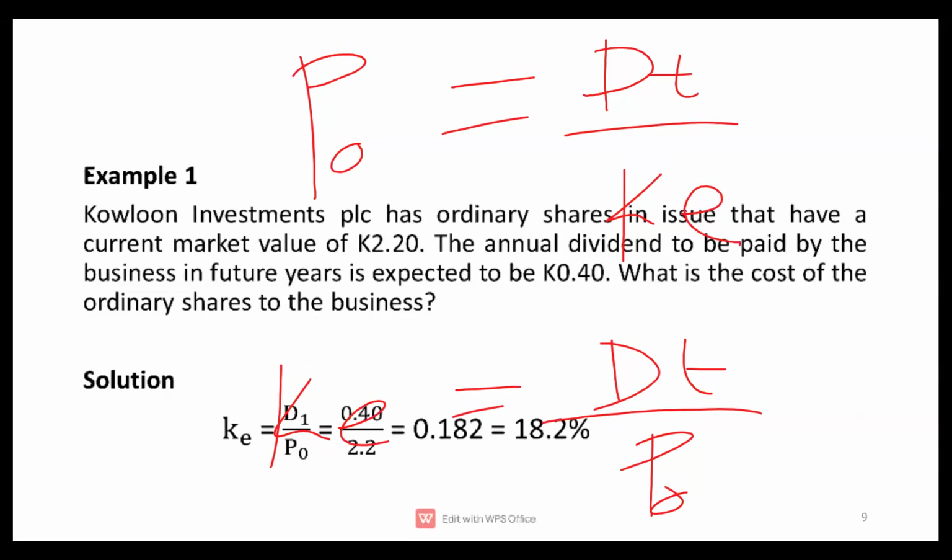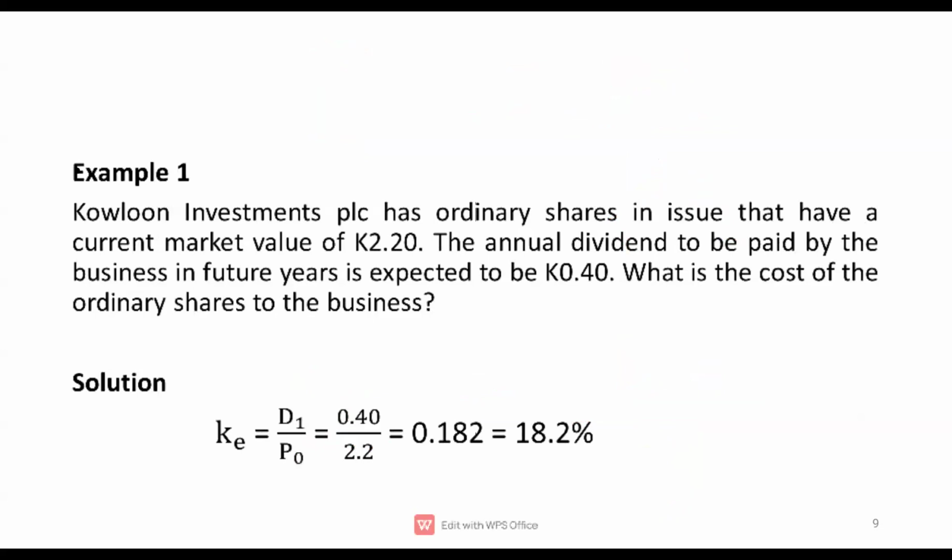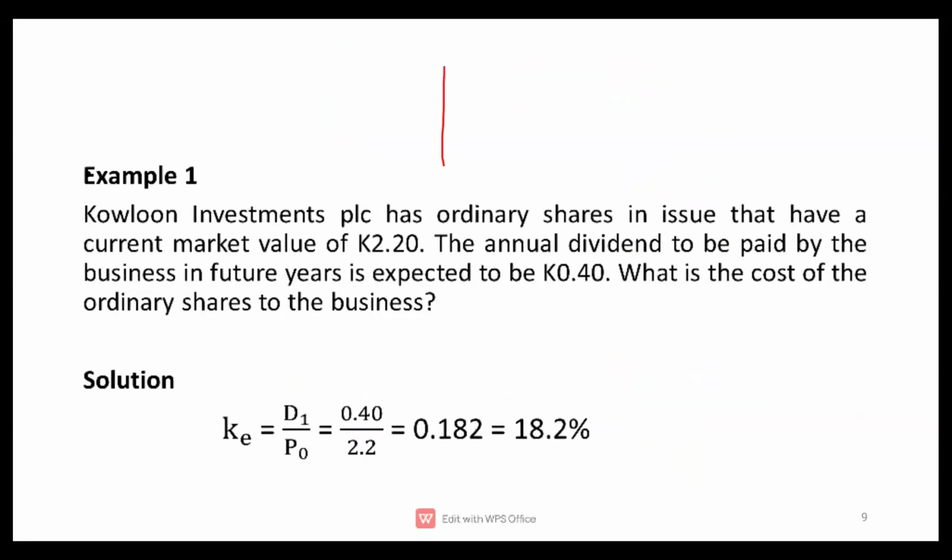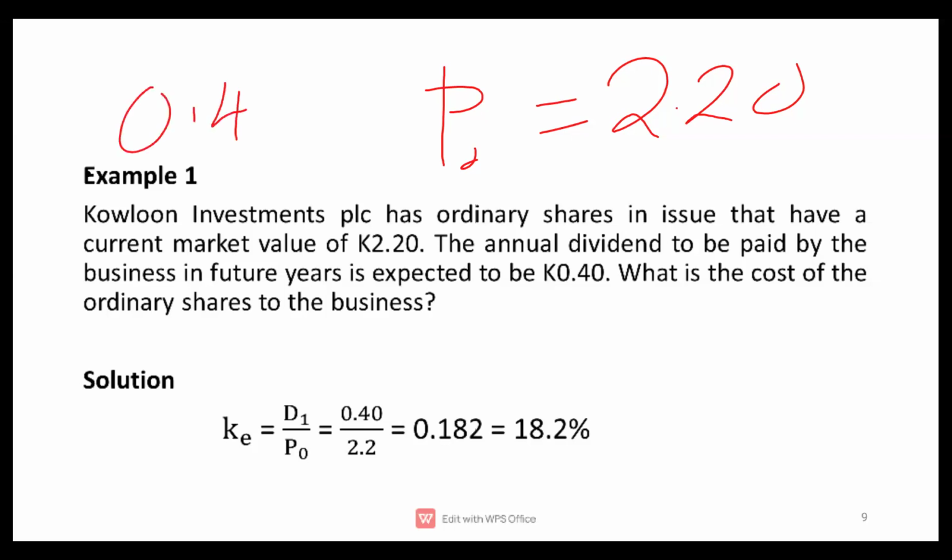Having made mention of all this, it's important to use an example because an example helps us. For an example, I read the example in your hearing: Investments Public Limited Company has ordinary shares in issue that have a current market value. The current market value is the same as the price of the share, basically 2.40 kwacha. And the annual dividend to be paid by the business in future years is expected to be 0.40, that is 40 ngwee. That's the dividend per share. And what is the cost of ordinary shares?